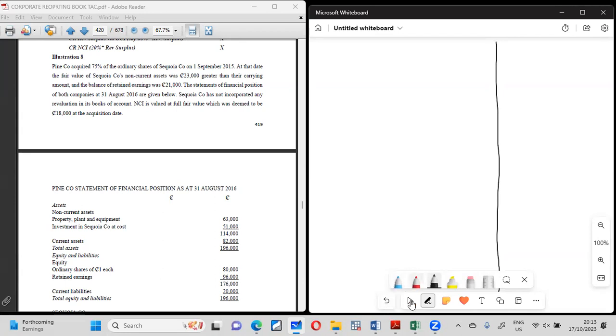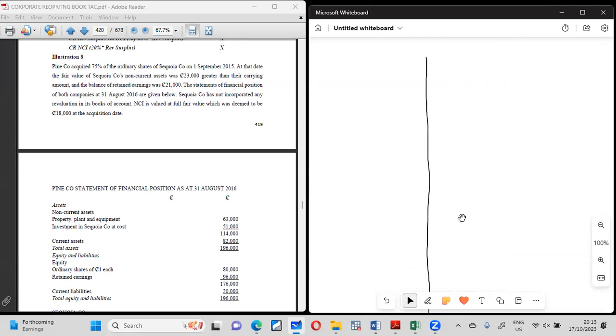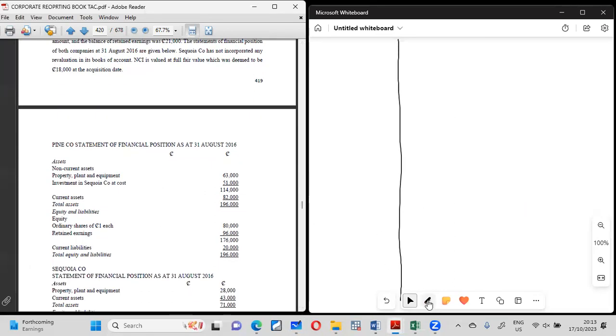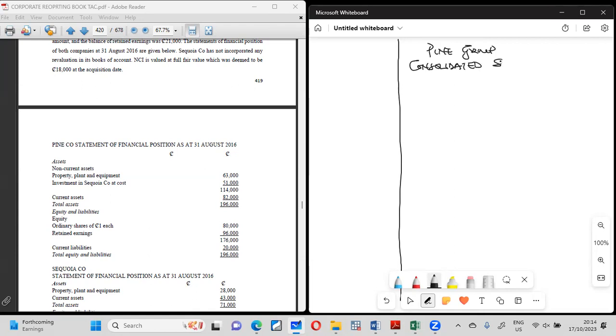Now, let's prepare our balance sheet. We already know a glimpse of what it looks like. It's a group now, so you call it Pine Group, because Pine is the one that acquires the other one. So Pine Group, consolidated statements of financial position.